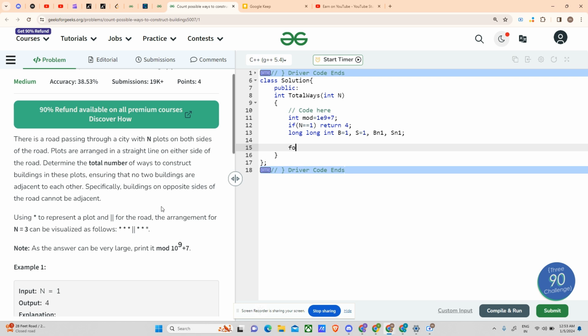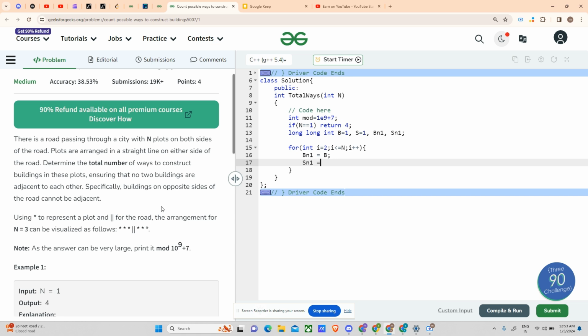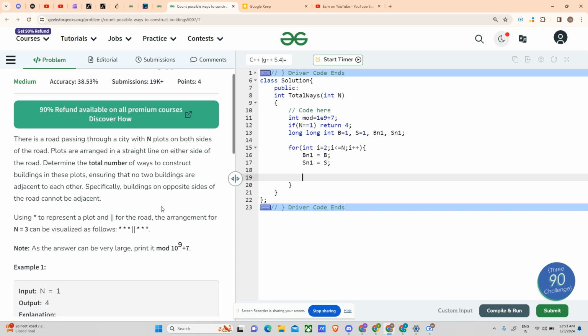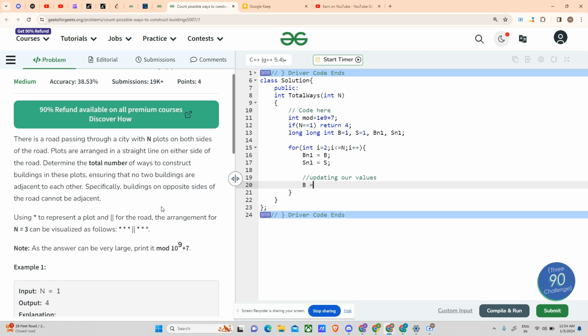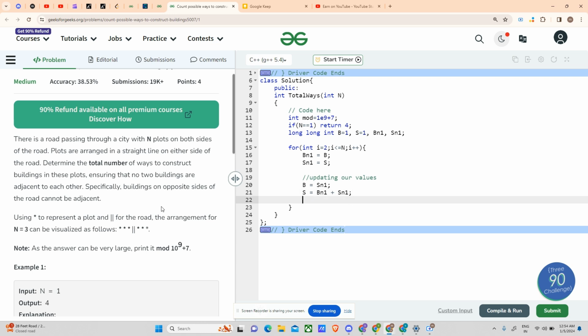Now for int i going from 2 up till i equals to n, i plus plus. What were the steps? bn1 would become equals to b, and sn1 would become equals to s. Correct. Updating our values. My b would become sn1 and my s would become bn1 plus sn1. Correct.